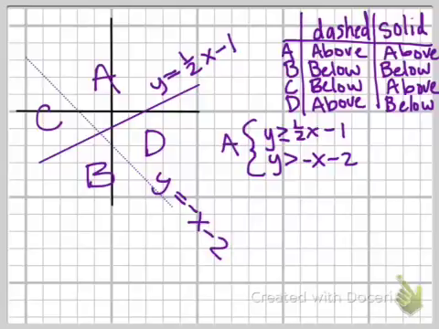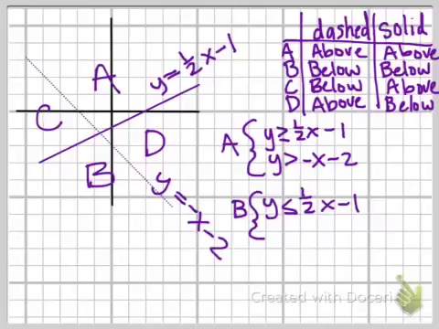So for the solid line, it's going to be less than or equal to. So y is less than or equal to 1/2 x minus 1. For the dashed line, it's going to be less than negative x minus 2.